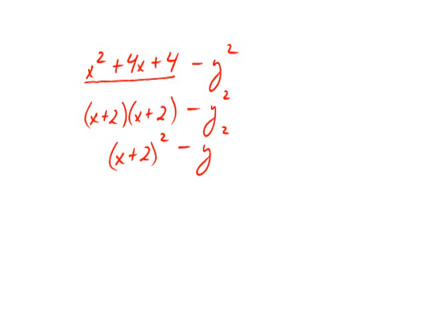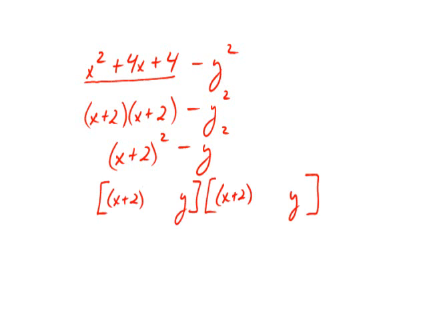At the point I am now, I have a difference of perfect squares, which means I can factor into x plus 2 and x plus 2, y and y. It's a difference of squares, so I have plus and minus. And if I get rid of my parentheses, I have the factored form of the original polynomial.